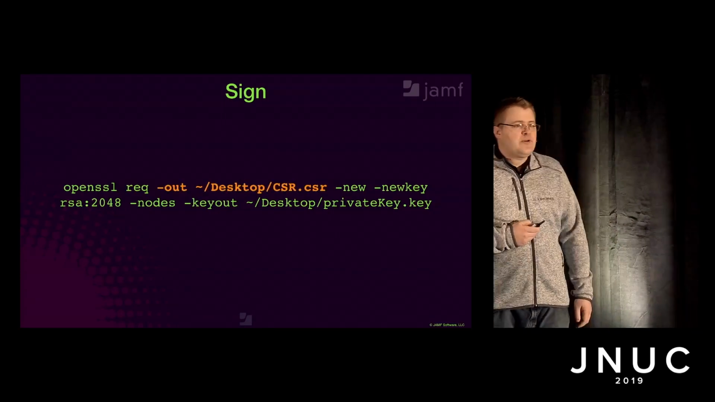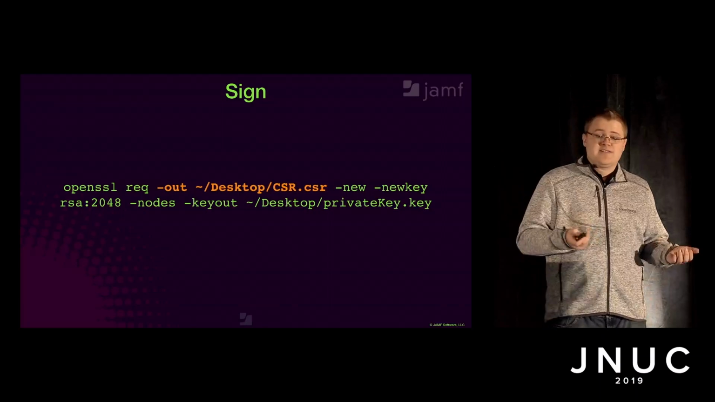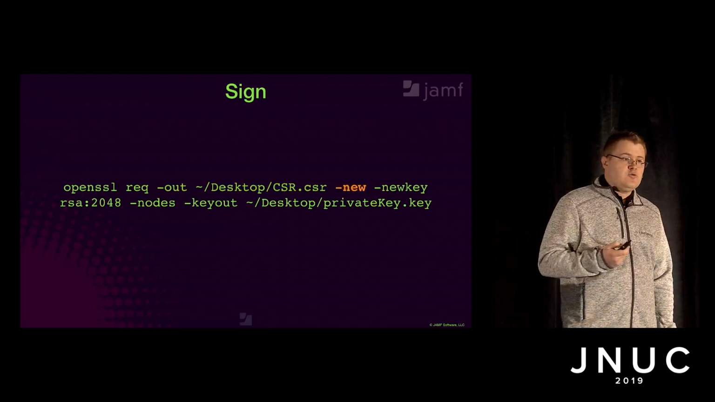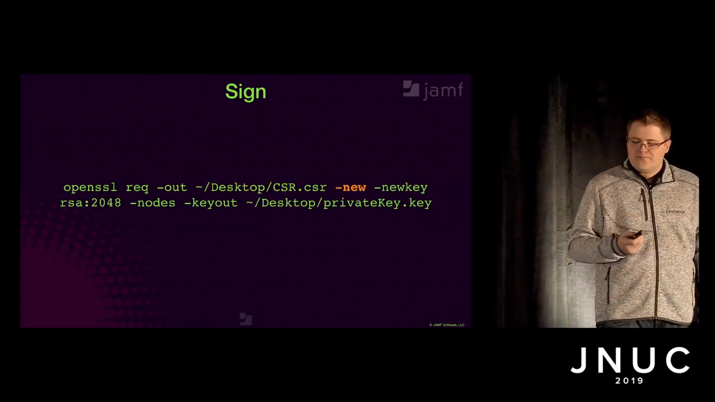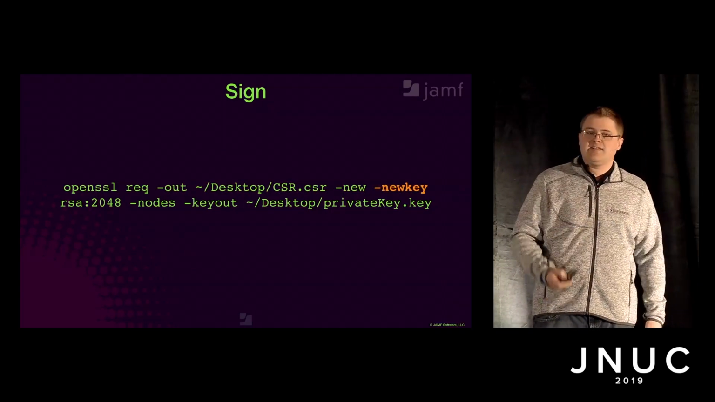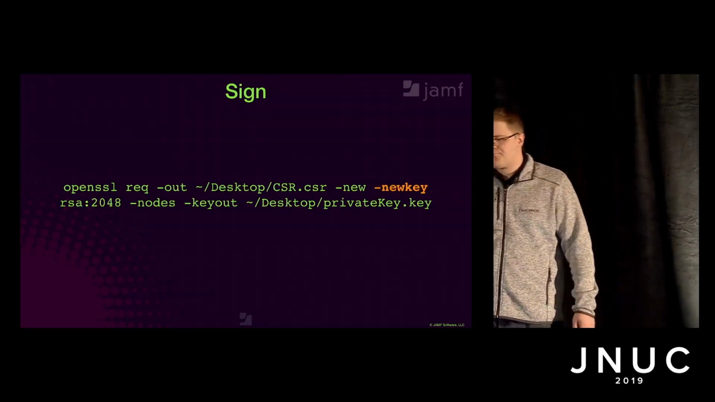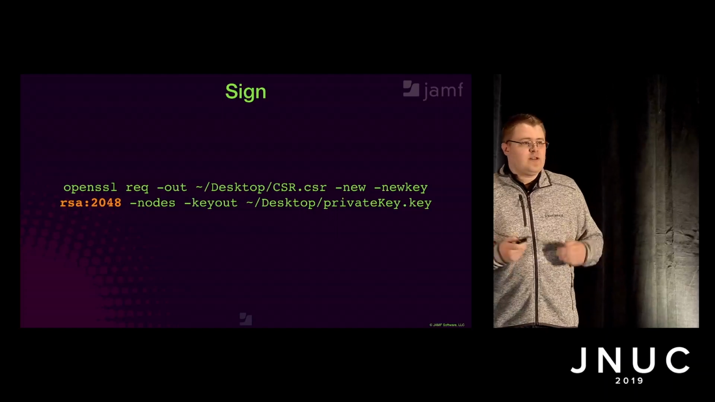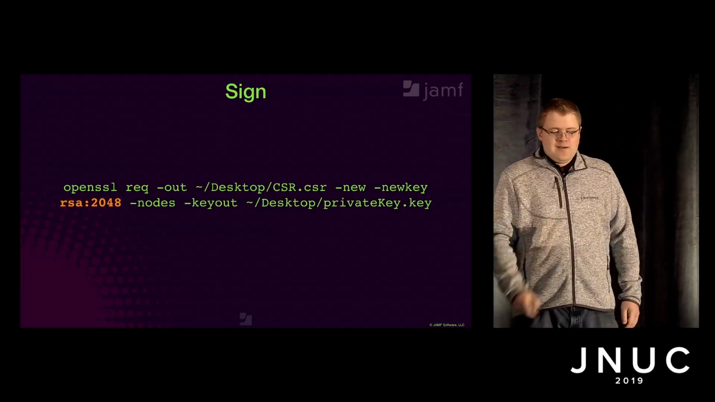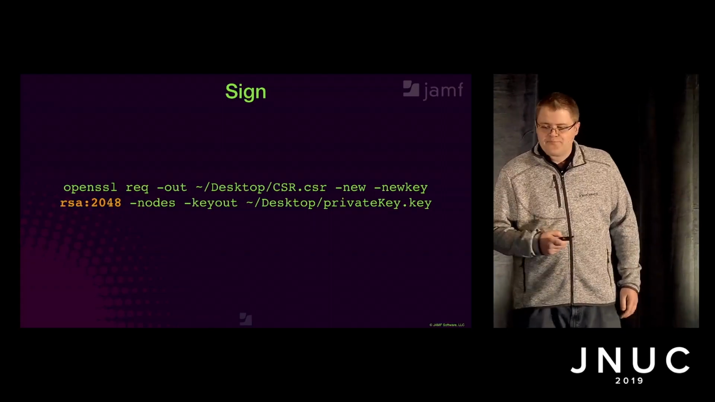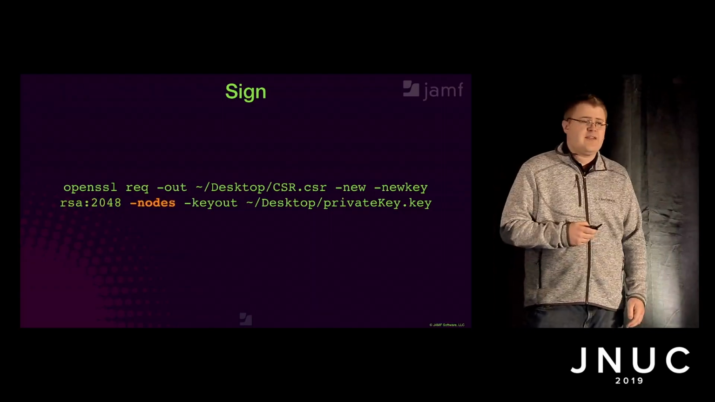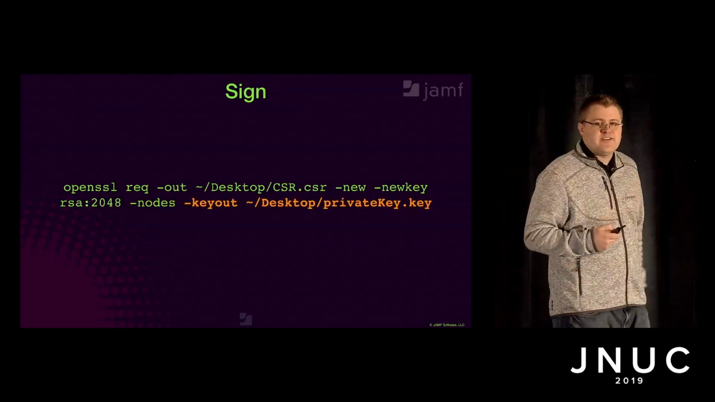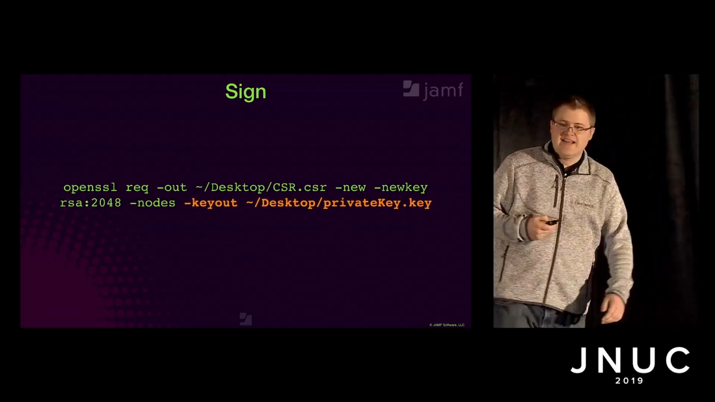-out is going to be the output file that we're going to write to, so where our CSR should go after we create it, the desktop in this case. -new says to go ahead and create a new CSR. -newkey says make a private key with that as well. rsa:2048 says make that private key a 2048-bit RSA key. -nodes is preventing the private key from being encrypted. And then -keyout is the path to where we're going to write that private key. Again, in this case, the desktop.